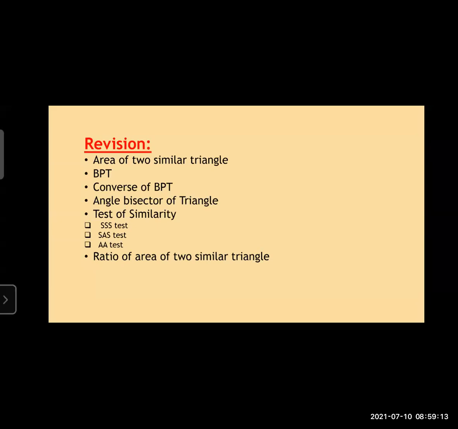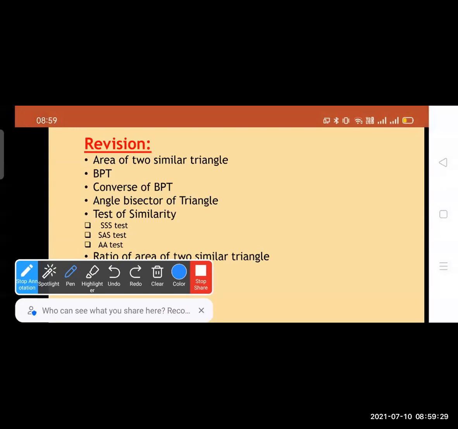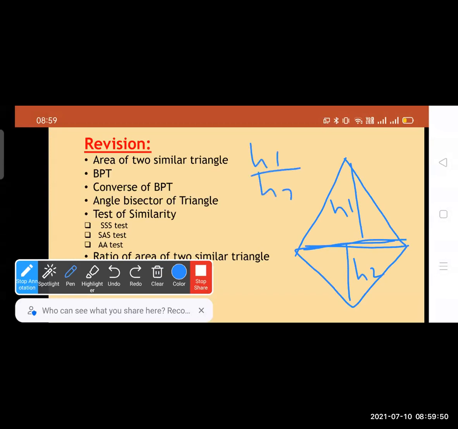Okay. So first, area of two similar triangles, how do we find it? There are three conditions. If the base is common, then the ratio of the areas of the triangles is equal to h1 by h2. See, if we have two triangles, and here their base is common and the height is different. So if the base is common, then we find the ratio by using the formula h1 by h2.